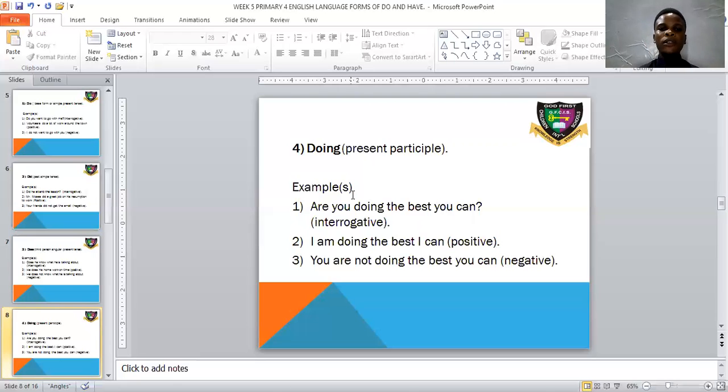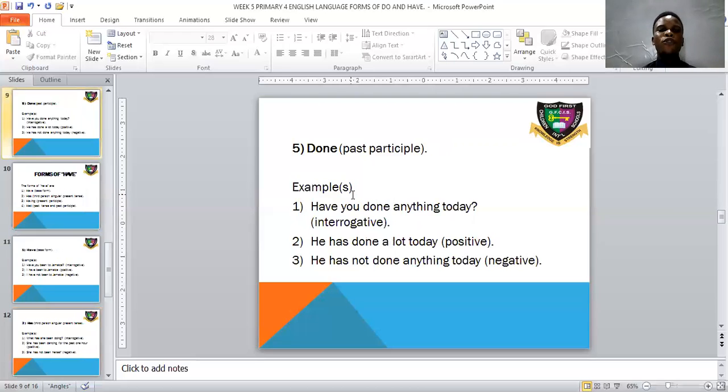Good. Now, let's move into another form of do. Another form of do is done. Now, let's look at the examples under done, which is the past participle. The first example says, have you done anything today? That is a question in the past. Nobody's asking you, have you done anything today? Probably the day is actually approaching its end.